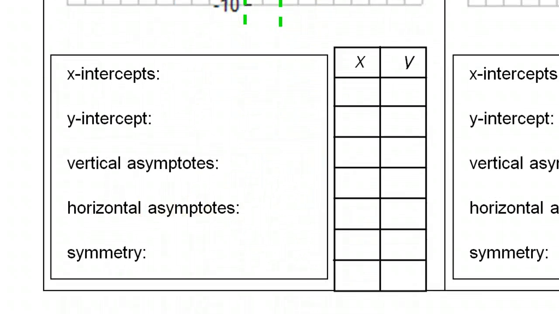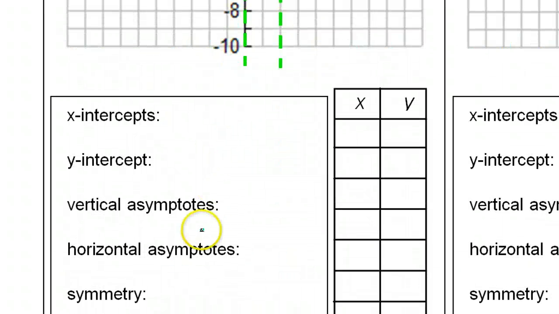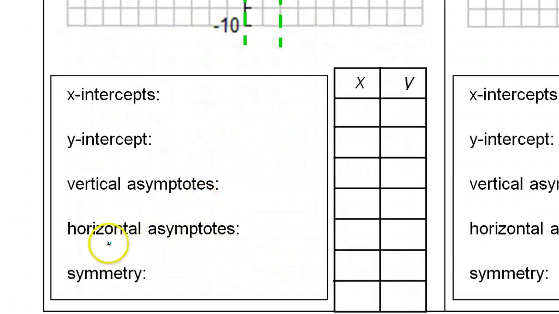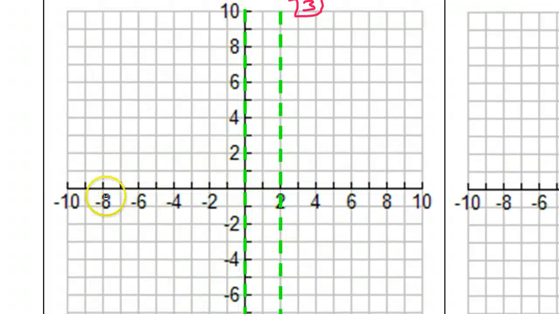I forgot to write down my vertical asymptote, by the way. But my horizontal asymptote is going to be y equals 0. And my vertical asymptotes were x equals 0 and x equals 2. So let's go ahead and graph our horizontal asymptote of 0. So there's the whole asymptote situation.